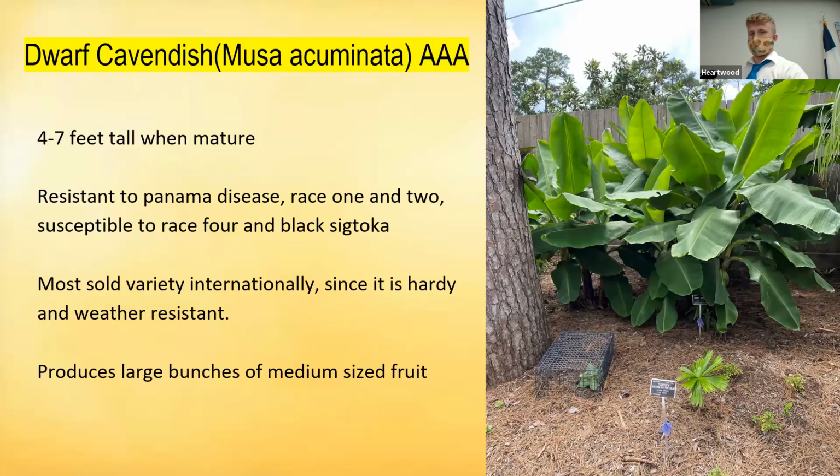Next we have the Dwarf Cavendish. Many of you are probably familiar with this. It's likely what you think of when you see a banana. This cultivar, along with the Giant Cavendish, are basically the most sold bananas of all time. 99% of bananas are sold in the Cavendish cultivar, and the dwarf is the most sold internationally since it's very hard and weather resistant, with a very thick exocarp skin.